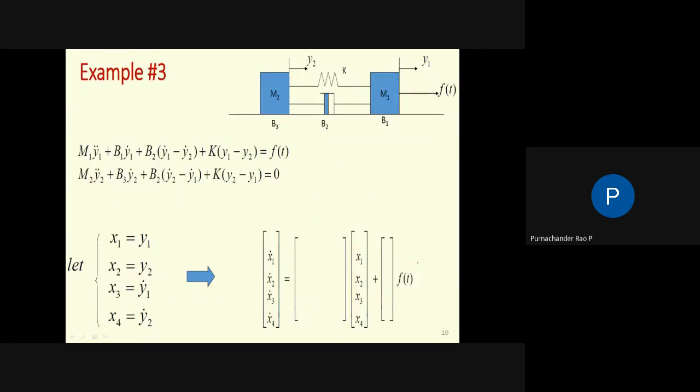Now this is an assignment for you. Here this system has two masses, and the equation is also of second order. Then these two equations can be written here, and these are the state variables you are assuming. By using these two equations, you write the state model.